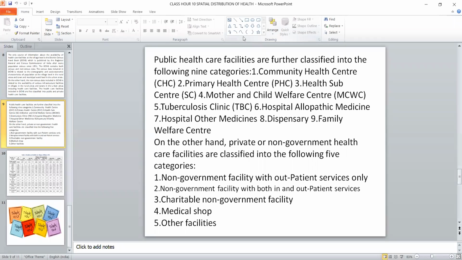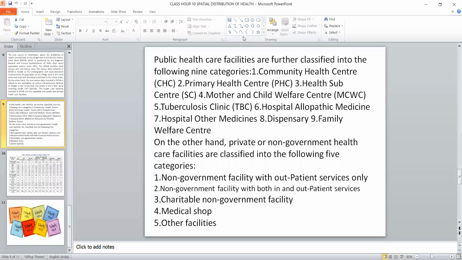Apart from these three, the fourth is the mother and child welfare center, MCWC. The fifth is the tuberculosis clinic, TBC. Then the sixth is hospital with allopathic medicine, and the seventh is hospital with other medicines. The eighth is the dispensary, and finally the family welfare center. These are the 9 different centers for the spatial distribution of healthcare facilities. This is from the public side, that is the government owned.